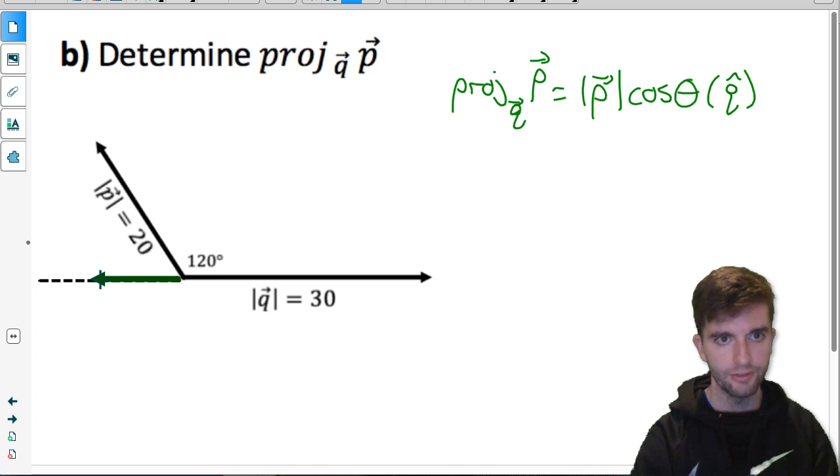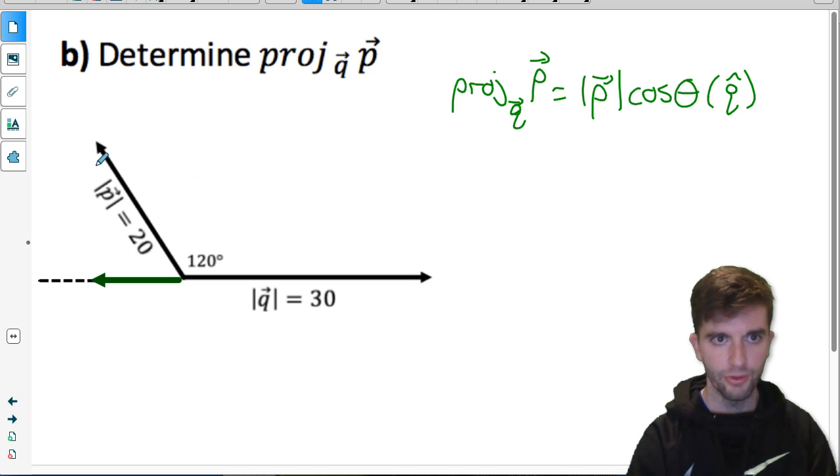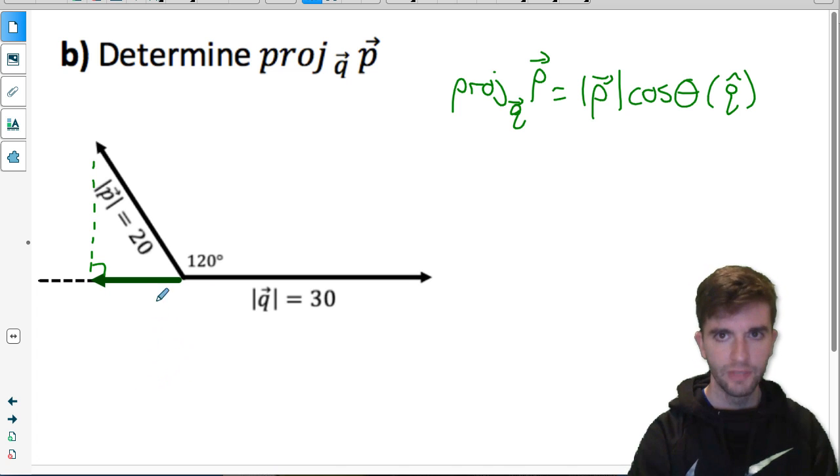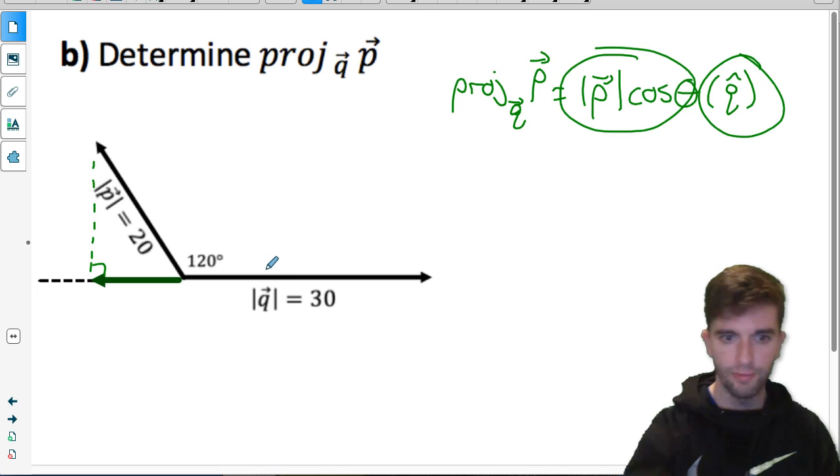I know it's going to be parallel to vector Q, tail at the same spot, and tip stops at a point so that if I were to connect it up to vector P, it would form a 90-degree angle. So this green vector is my projection vector. This part of the formula gives me its magnitude. This gives me its direction.